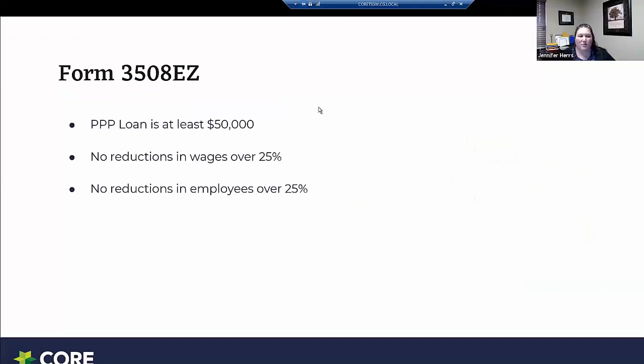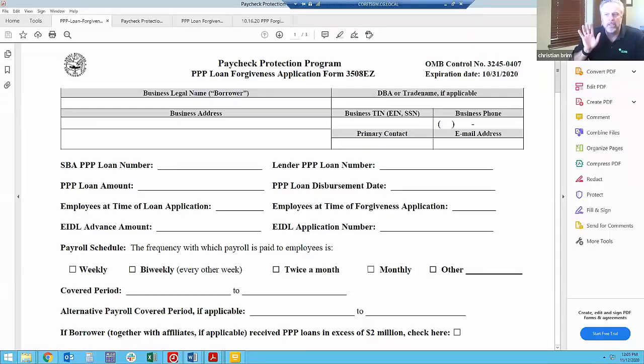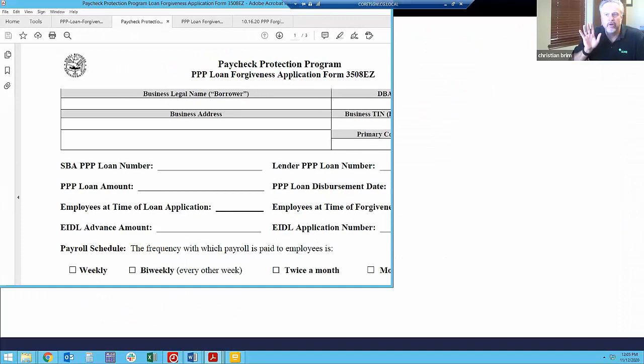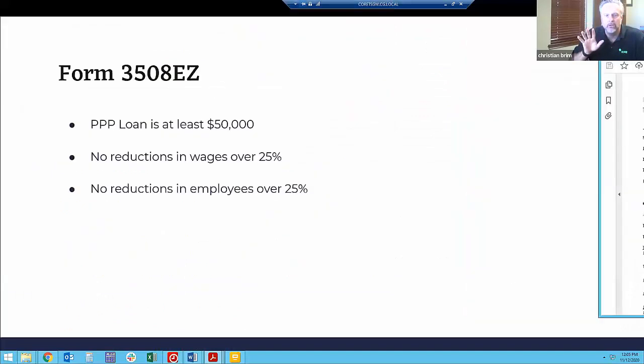All right, Form 3508EZ. If your PPP loan is at least 50,000, so 50,000 or more, no reductions in wages over 25%, and no reductions in employees over 25%. Okay, I have a dumb question. Does the 25% apply to the 3508S?